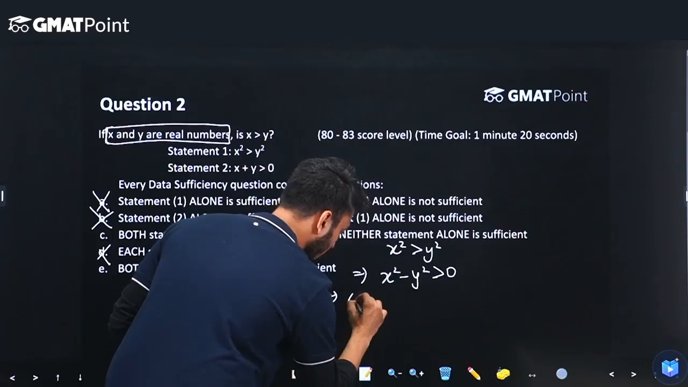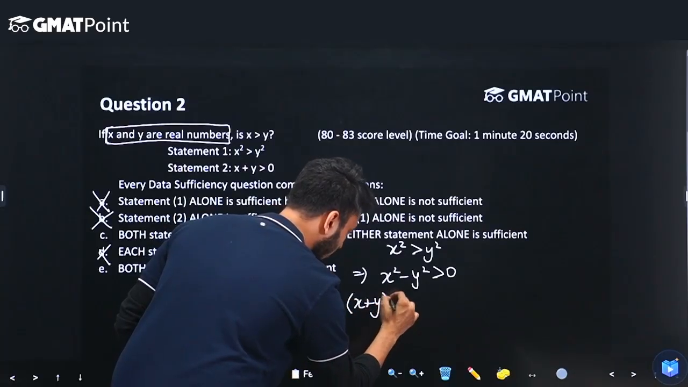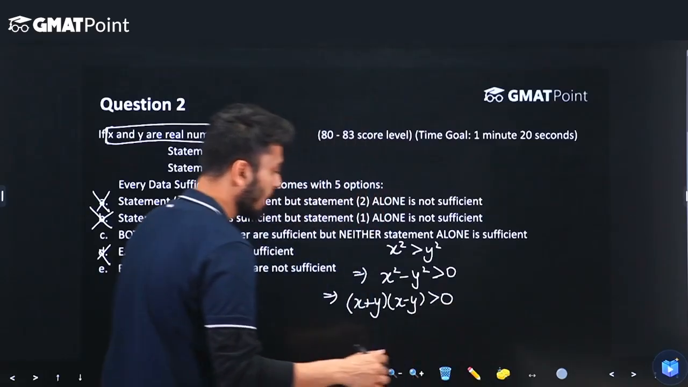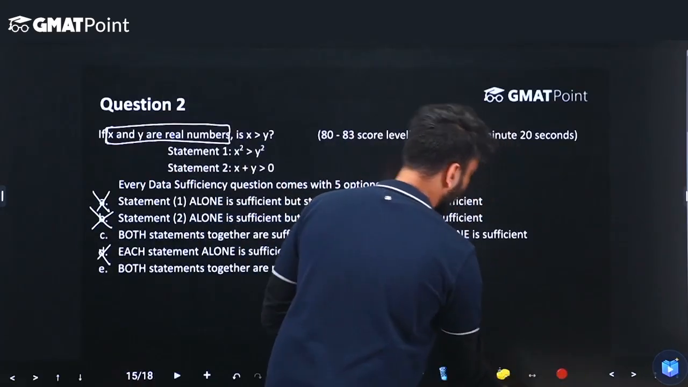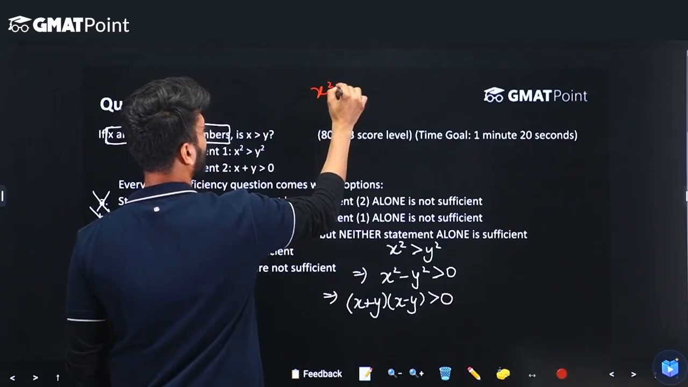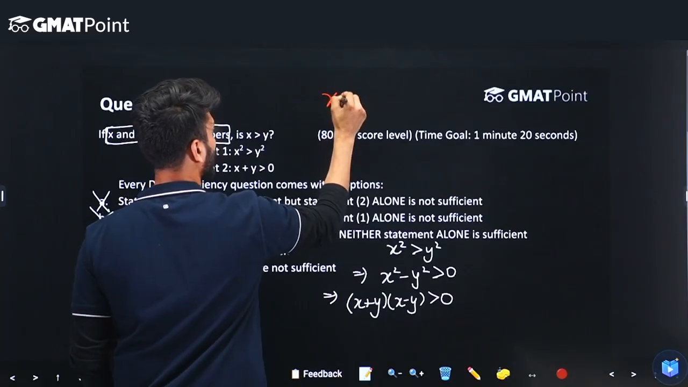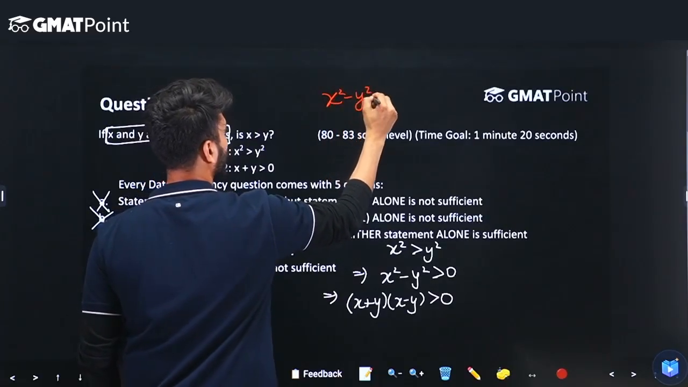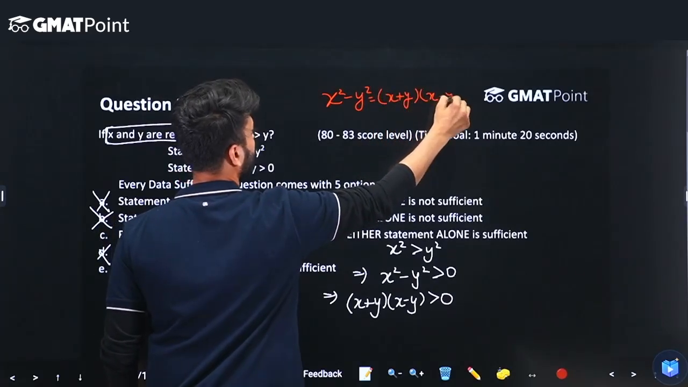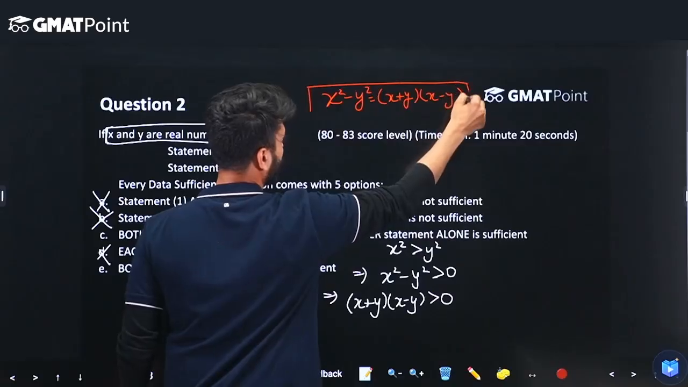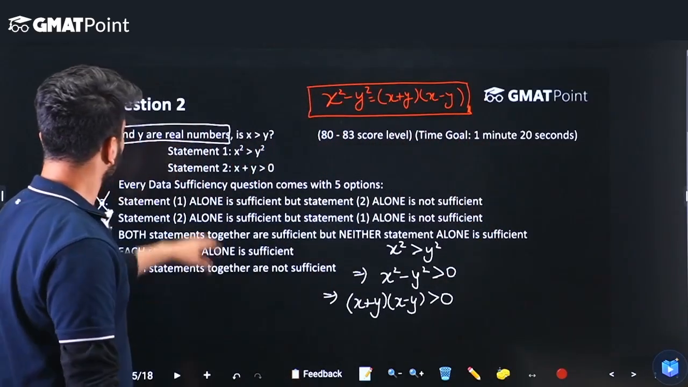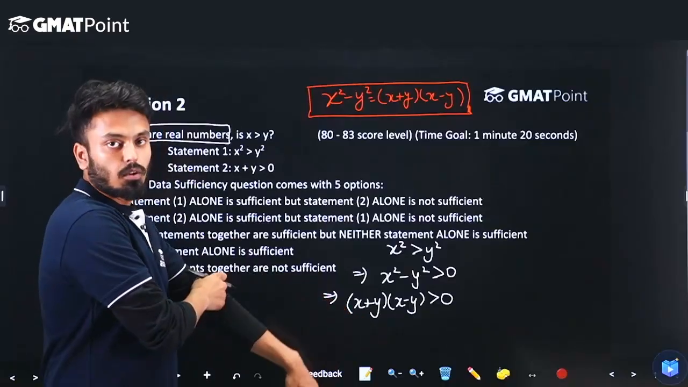For those of you who remember the identity, you would immediately spot that I can get x plus y times x minus y must also be greater than 0. In case you don't, you should remember this. It's a very useful identity. This is true for all real numbers. X squared minus y squared is the same as x plus y times x minus y. This is always true. If you knew this, great. If you don't, well, now you do. So, okay, this is as far as we can get from statement 1.